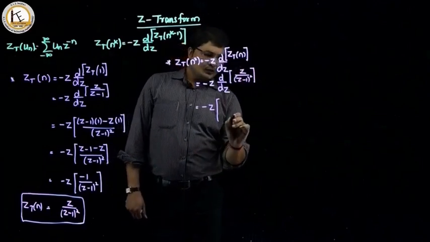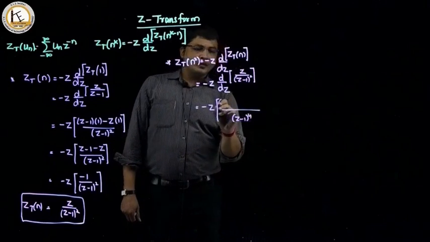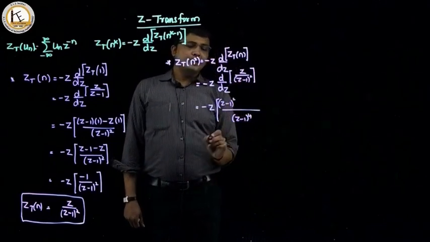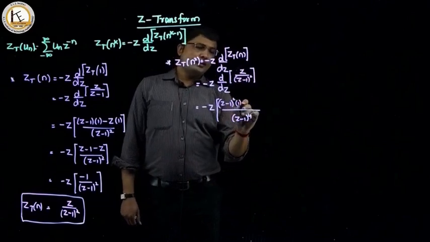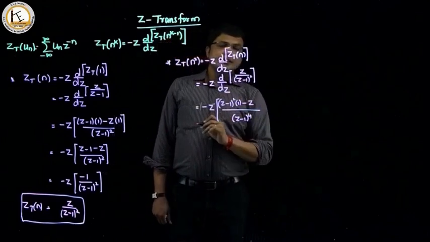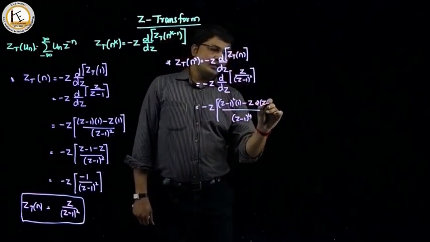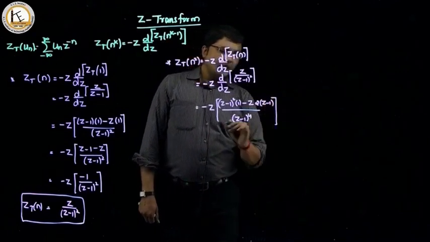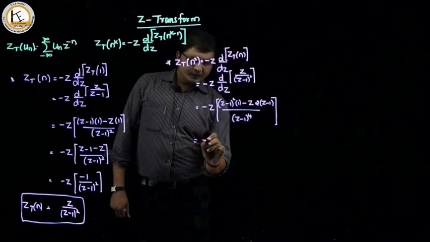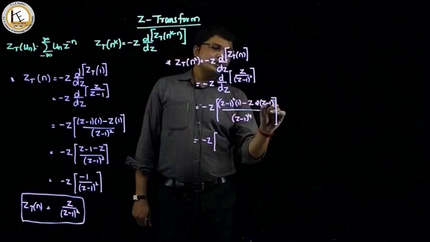This is equal to minus Z. Now differentiating it, applying the quotient formula U by V rule. So we have here Z minus 1 the whole raised to 4, and here it is Z minus 1 the whole square, and derivative of Z is 1, minus Z as it is, and the derivative of Z minus 1 the whole square will be 2 times of Z minus 1. Now we need to simplify it further.